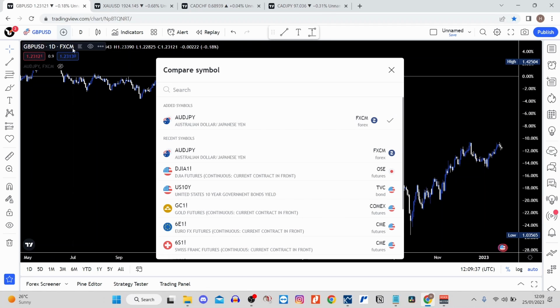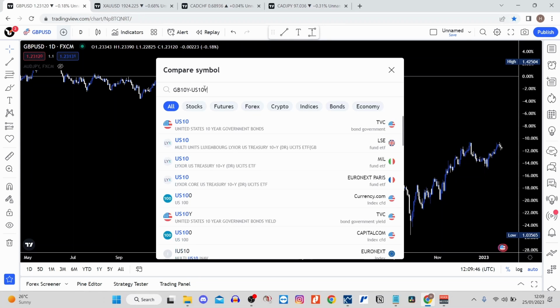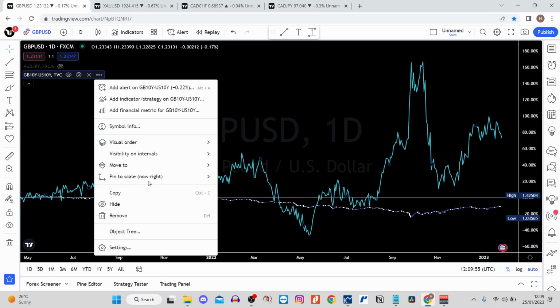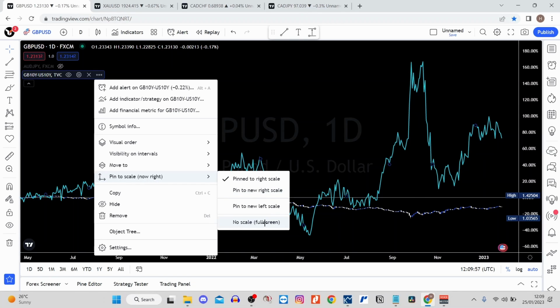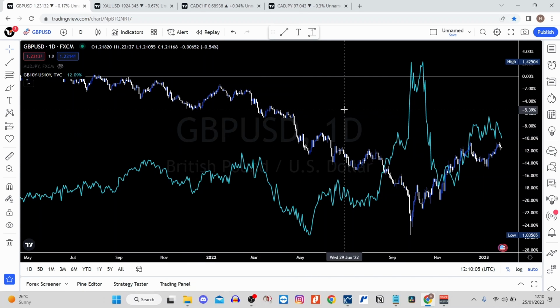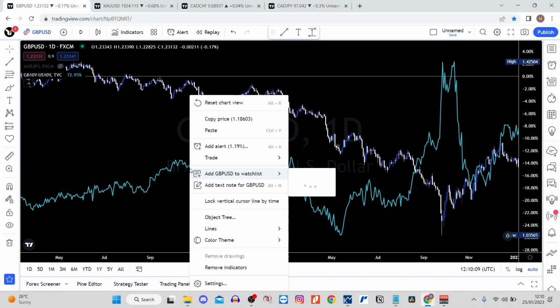Now that we're in the pound USD chart, you would have to use the pound 10-year or the gilt, right? Take away the US 10-year. Now that's going to give you a chart. Now this chart is going to be different for all. Make sure that you pin it to the left of the scale or put it to no scale, okay? And this produces some sort of line or some sort of information that we need to translate, okay?